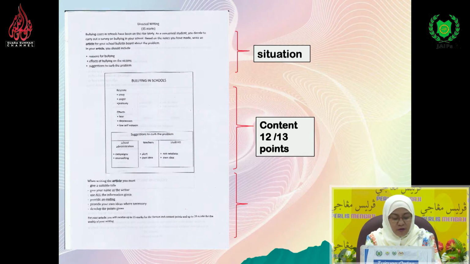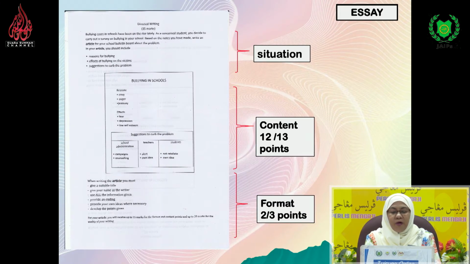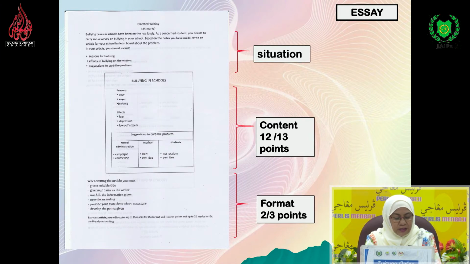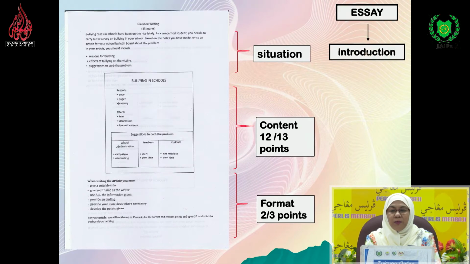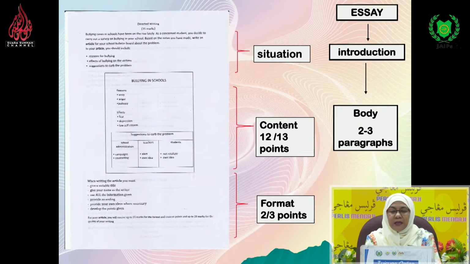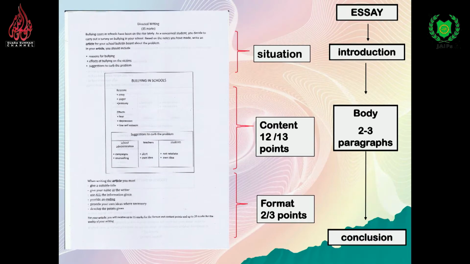However, for informal and formal letter, you do need to memorize the format because sometimes the question just states lay out the letter correctly. In this case, you need to memorize the layout. Now, as you well know, the format carries 2 to 3 points depending on the question. Now, any normal essay will have 3 parts. The first part is what we call the introduction. The second part is the body, where usually it will contain 2 to 3 paragraphs, and the last part is the ending or the conclusion.